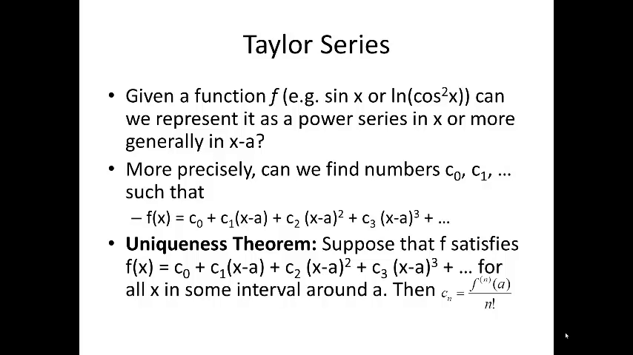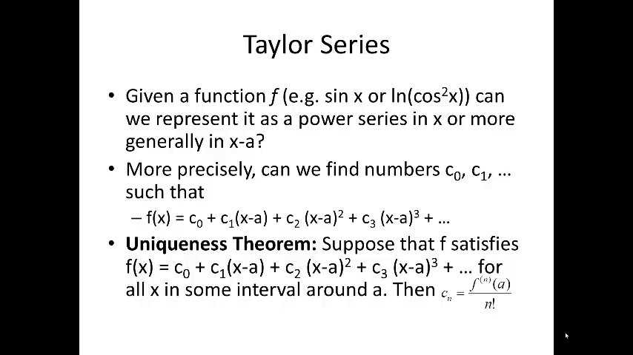And basically, the uniqueness theorem says that if f satisfies f of x equals c0 plus c1 times (x minus a) plus c2 times (x minus a) squared plus c3 times (x minus a) cubed, etc., for all x in some interval around a, then c sub n is equal to the nth derivative of f evaluated at a, divided by n factorial. So, according to the uniqueness theorem, a function cannot be represented by more than one power series in x minus a.